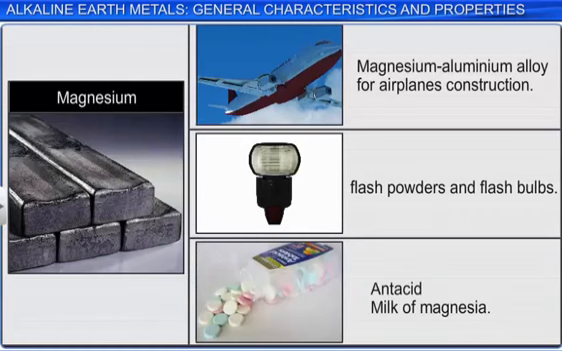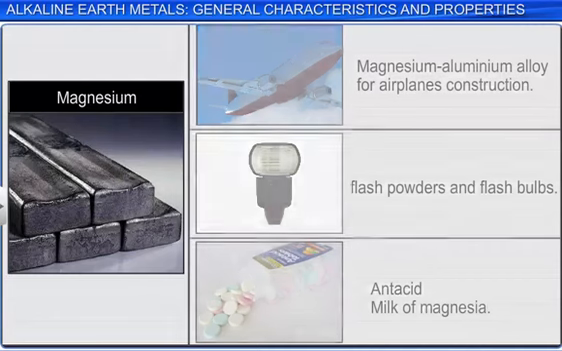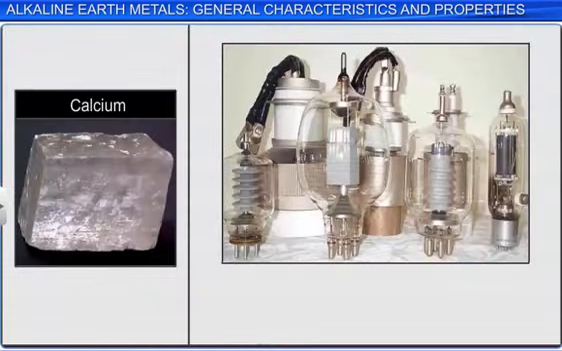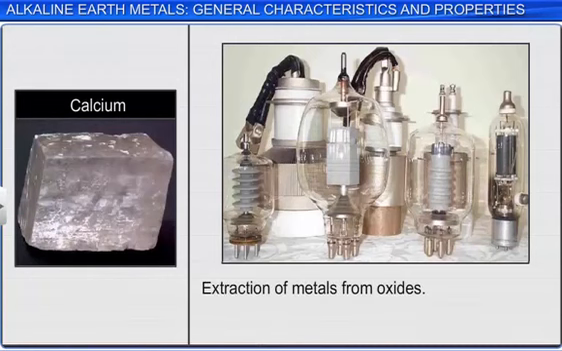Calcium is used in the extraction of metals from oxides, when they are too difficult to reduce with carbon. Calcium, along with barium, has been used to remove air from vacuum tubes. The radioactive salts of radium are used in the treatment of cancer.